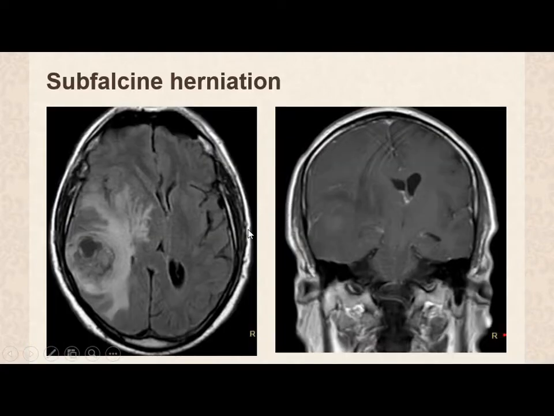For example, let's see the subfalcine. I think the most famous one is the subfalcine herniation. We call it midline shift. Okay, we see it a lot. When there is a mass or tumor or pathology here, there is edema, the cerebral hemisphere gets swollen and it herniates to the opposite side under the falx. This is the falx, it's herniated to the opposite side.